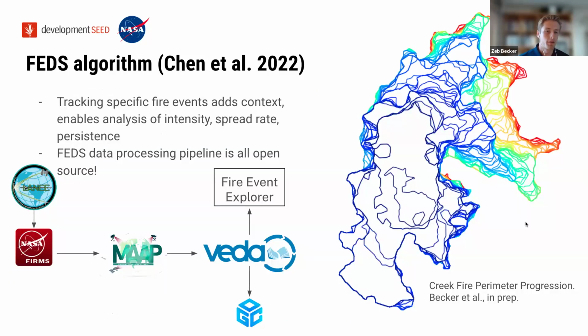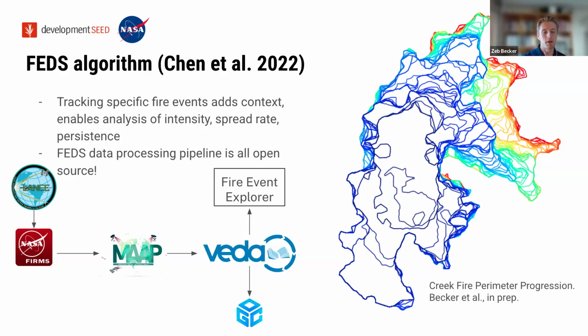So that's where the FEDS algorithm comes in. This is the Fire Event Data Suite algorithm that we've created in collaboration with researchers at the University of California, Irvine, and a few other institutions. This builds on top of the VIIRS active fire detections, those hot pixels I showed you in the last slide, to track individual fire events. Tracking at an event level allows us to add context about things like the spread rate, daily perimeters, fire intensity, fire line length, persistence of burning, all these different attributes that are really important for scientific analyses that we want to do later on.